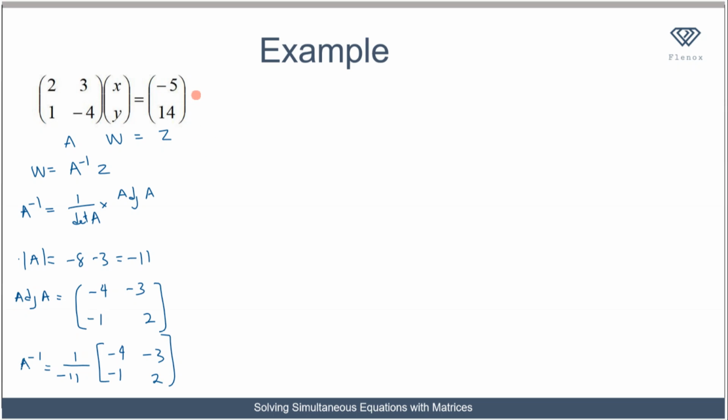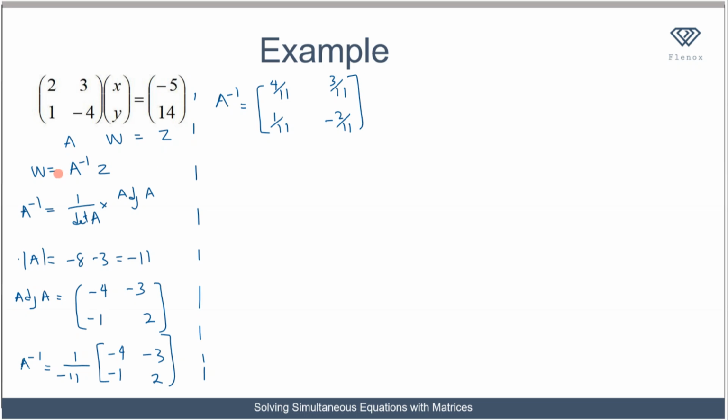Now I can bring this out and multiply the scalar quantity minus 1 over 11 by all the elements within here. So I have my inverse of A equals: minus 1 over 11 times minus 4 gives me 4 over 11. Here I have minus 1 over 11 times minus 3, which gives me 3 over 11. Here minus 1 over 11 times minus 1 gives me 1 over 11. And minus 1 over 11 times 2 gives me minus 2 over 11.